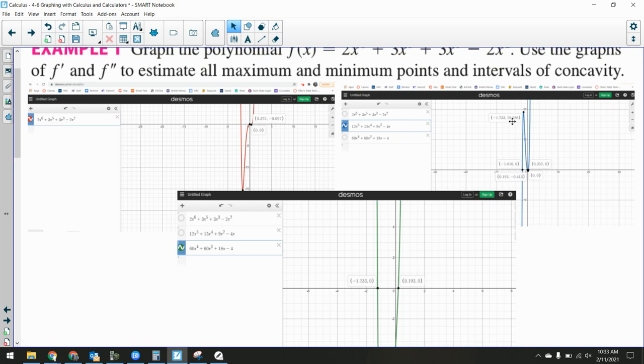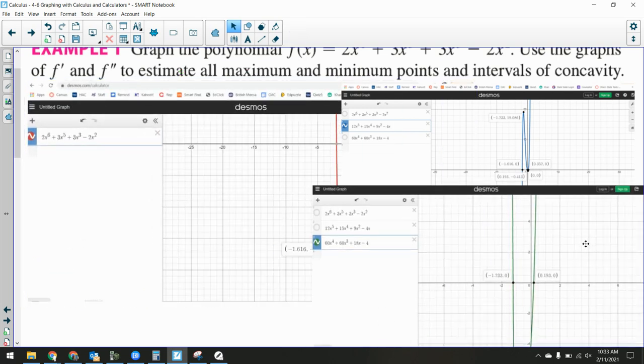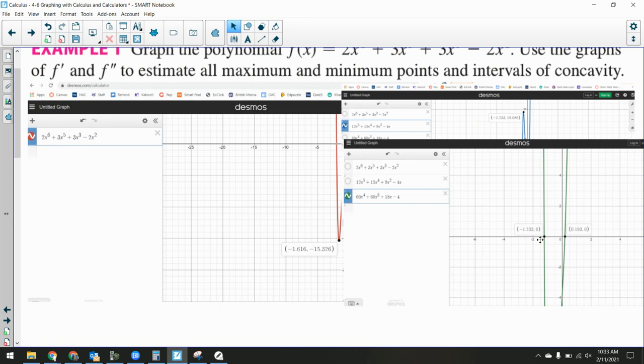And then look at my maximum value of my first derivative. Negative 1.233. Look at the x value of the minimum point that I have in my first derivative. Look at the zero of my second derivative. Also, now we can go back in and look at our original function. Let me move this to the side. And now my inflection points are at negative 1.233 and 0.19.